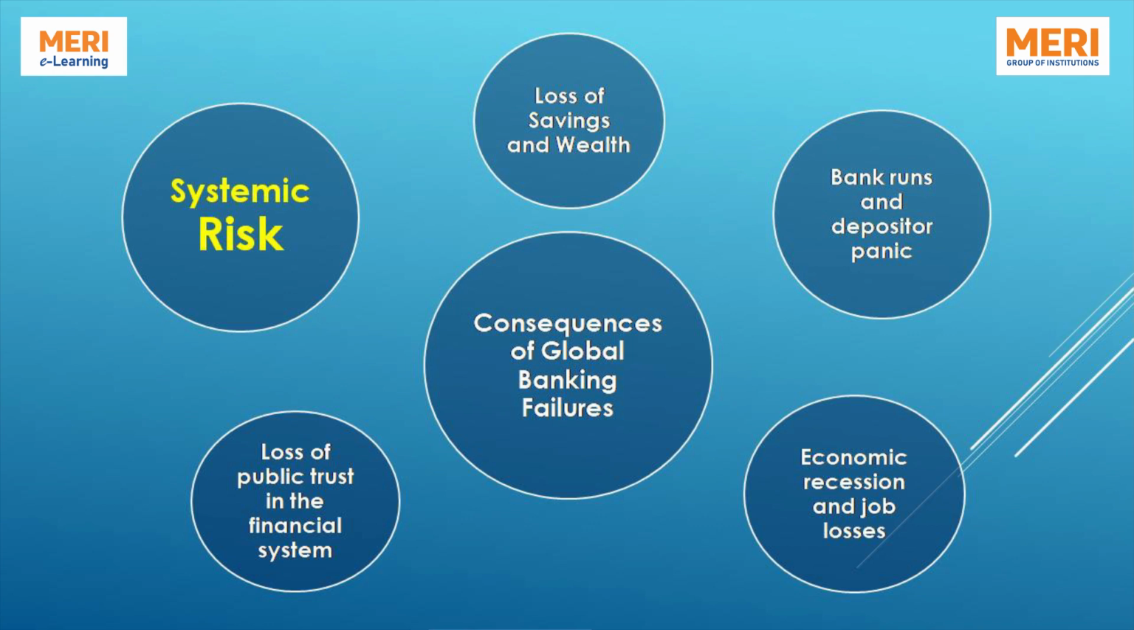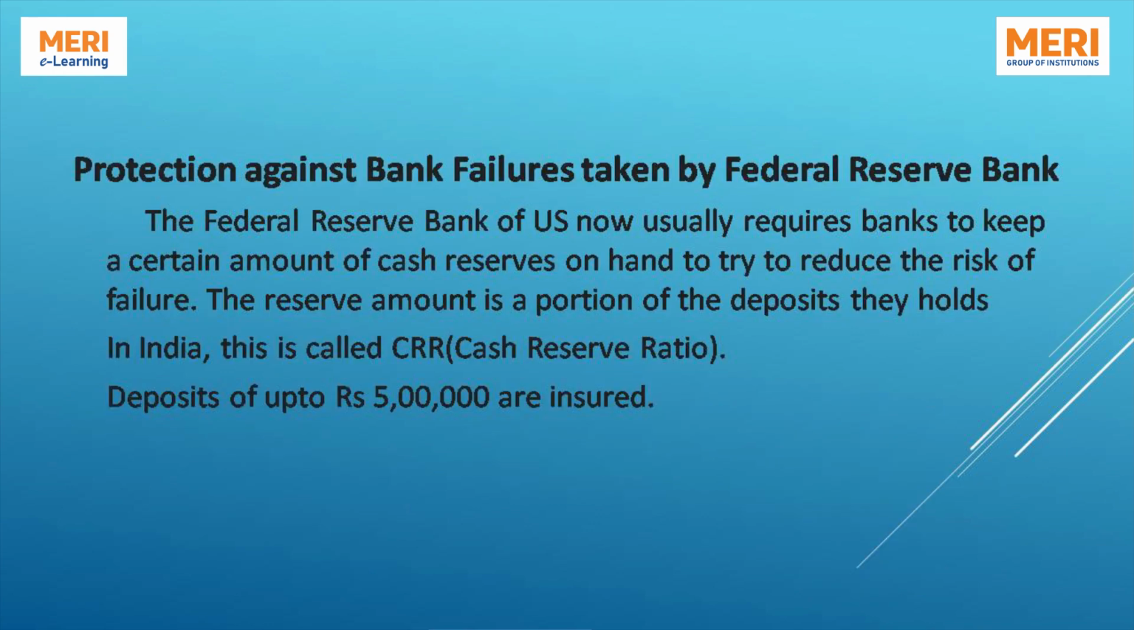So, what are the protections against bank failure taken by the Federal Reserve? The Federal Reserve usually requires banks to keep a certain amount of cash reserve on hand to try to reduce the risk of failure. The reserve amount is a portion of the deposits it holds. Typically, a bank must hold over 10% of its liabilities in cash reserve, but this requirement was suspended in 2020 during the COVID-19 pandemic, and it has yet to be reinstated.